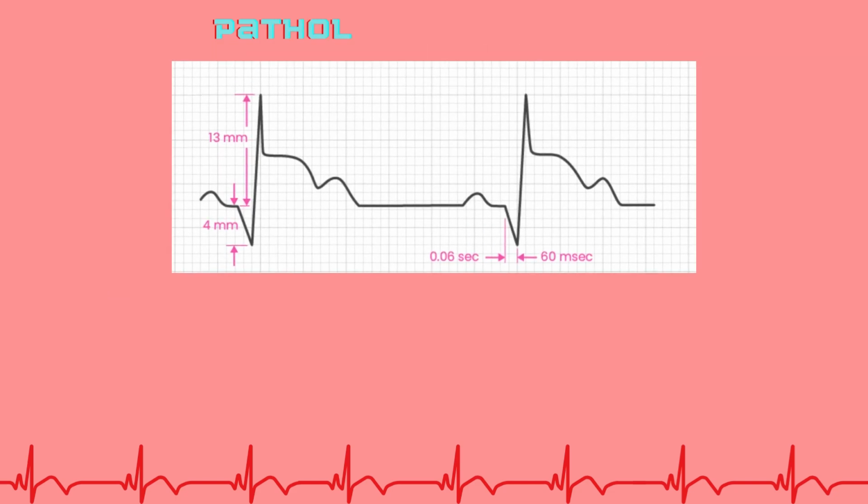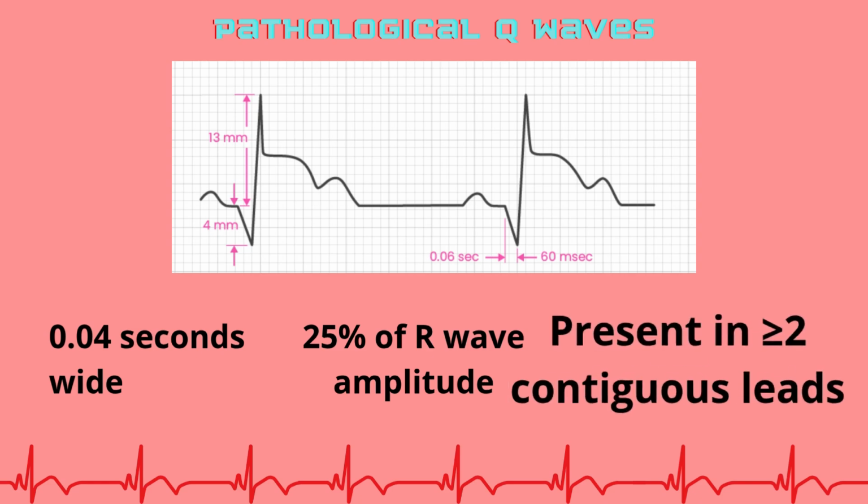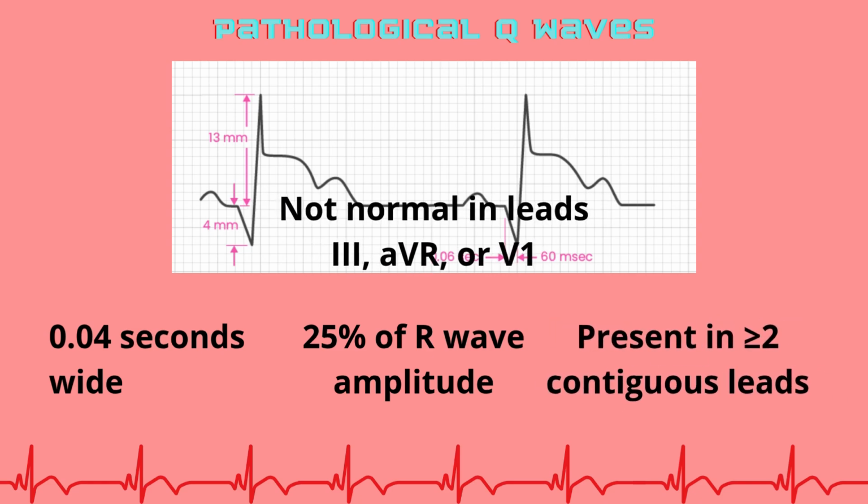Q waves indicate transmural infarction, usually hours to days after symptoms onset. Criteria for pathological Q waves are 0.04 seconds wide, which is one small box, 25% of R wave amplitude, present in more than 2 contiguous leads, and it's not normal in leads 3, AVR, or V1. A single Q wave in isolation is an old myocardial infarct.